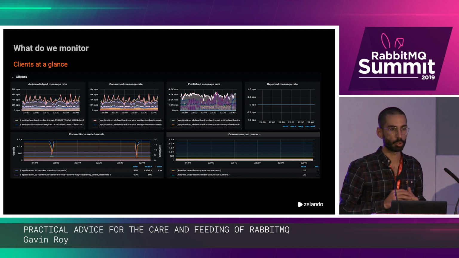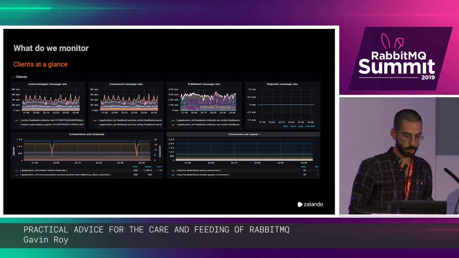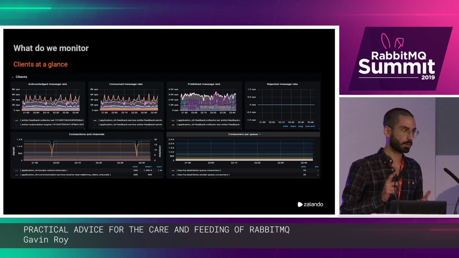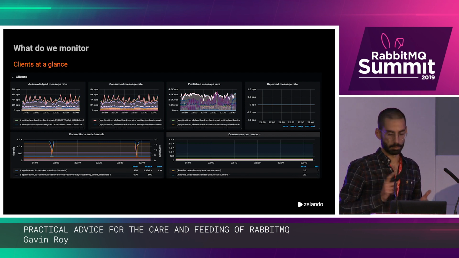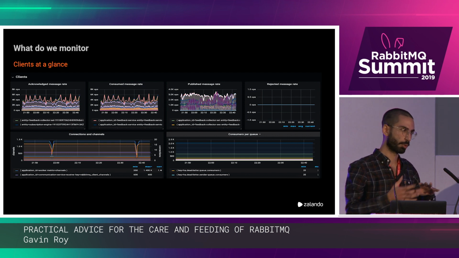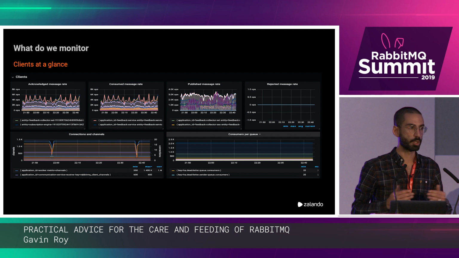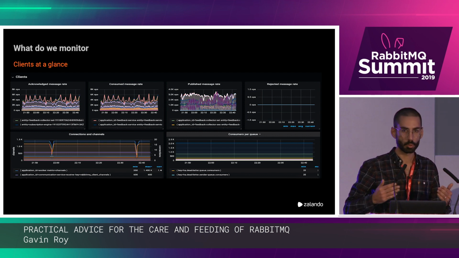So we generally report number of consumers, number of connections, number of channels, publish rate, consumption rate, and each application has its own user as well, so we have this overview per application. So generally that's a very easy way for us to know which application at the moment is hogging more resources and which application is producing more than consuming.